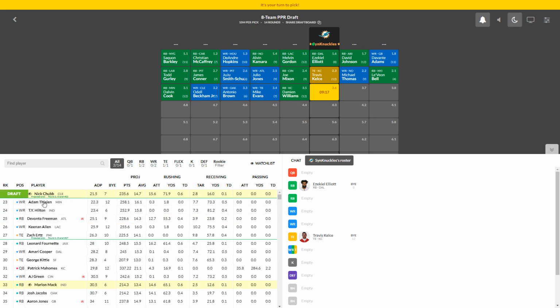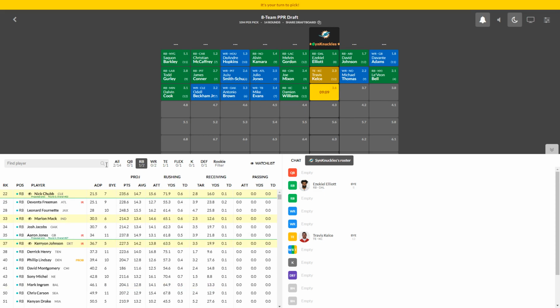Here you see Chubb, Thielen, Hilton, Freeman, Keenan Allen, Zach Ertz. Now usually I like to go three running backs, or two running backs in the first three rounds. But right here, I'm not seeing very much value. I don't want Chubb. He's on the watch list from a year ago. Don't want Freeman. I guess I'll go Fournette or Mack here. Fournette or Mack are the only two guys I'd really want here.